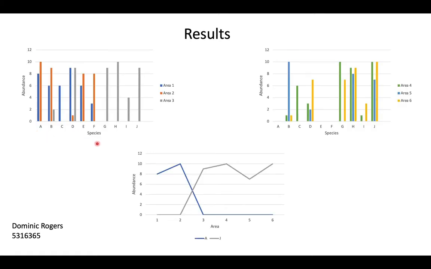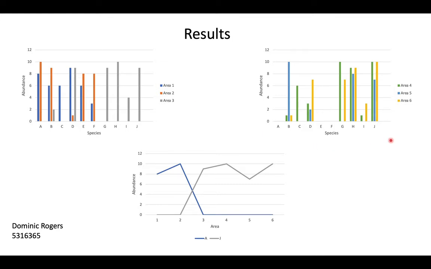Starting with graph 1, you can see that data from areas 1, 2 and 3 have been used. Species is marked along the x-axis, ranging from A to J, and abundance is marked along the y-axis. Abundance has been calculated by the total number of times it was seen in 10 quadrats. We can see that G, H, I and J have only been seen in area 3.